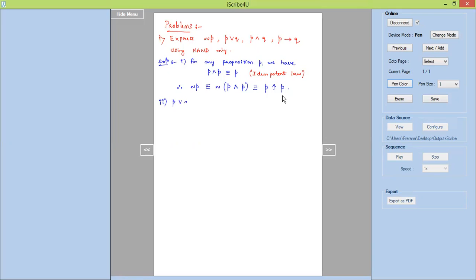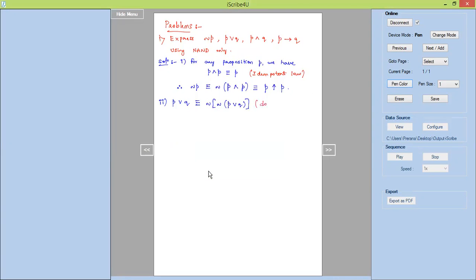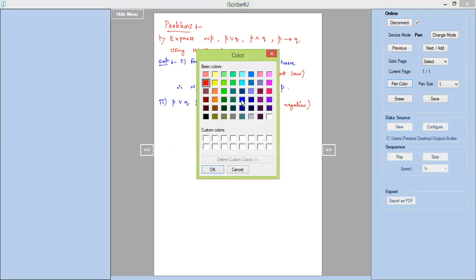So P or Q, using the law of double negation, we can represent it as negation of negation of P or Q. Here I have used law of double negation. Using that, we have represented P or Q as negation of negation of P or Q.